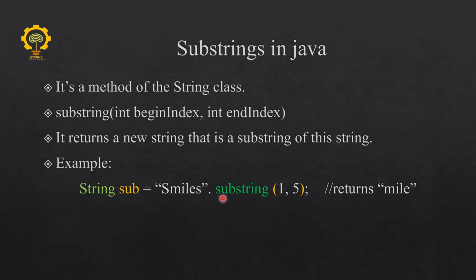Whenever we use the substring method, we have to assign the start index and the end index. Start index is inclusive, but the end index is exclusive here. So it does not include the value that is at index 5. It means here we have the indexes like this, and it starts from 1, that is m, and as 5 is exclusive, we don't get this value. We will only get 1, 2, 3, 4, so it's gonna return only mile. So this is the concept of the substring.